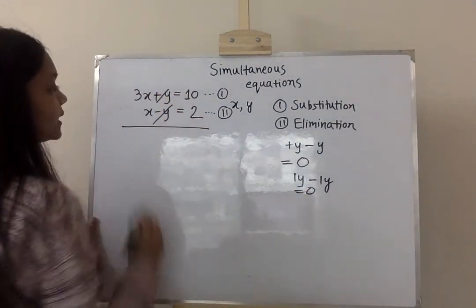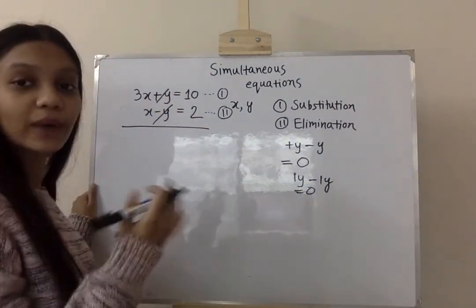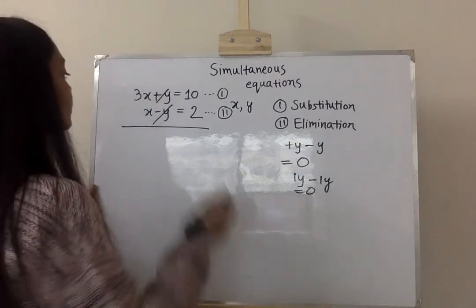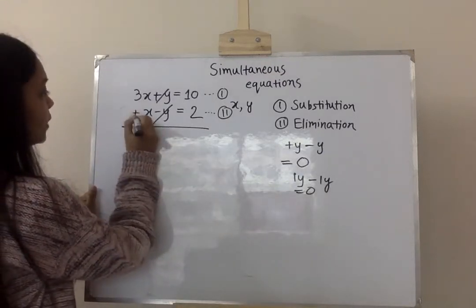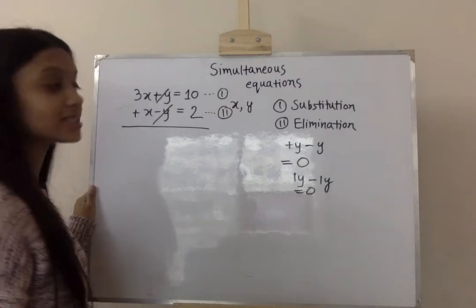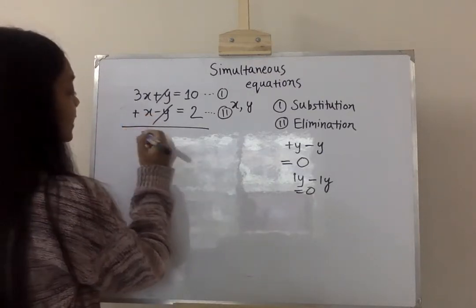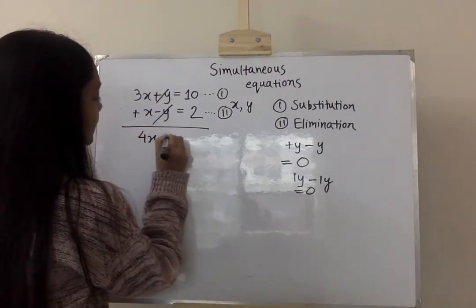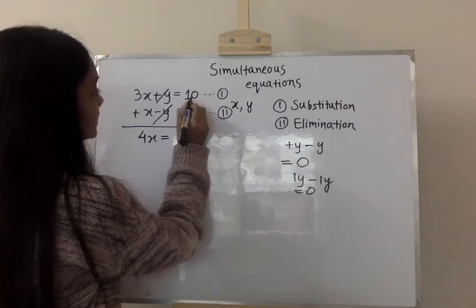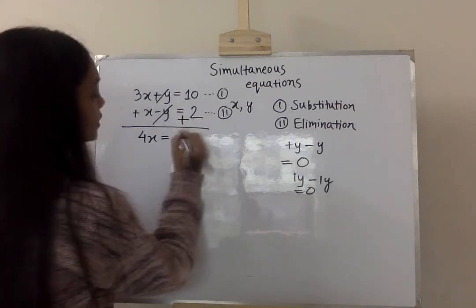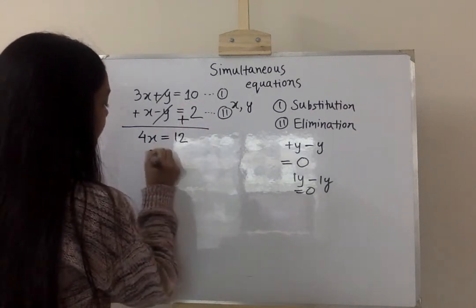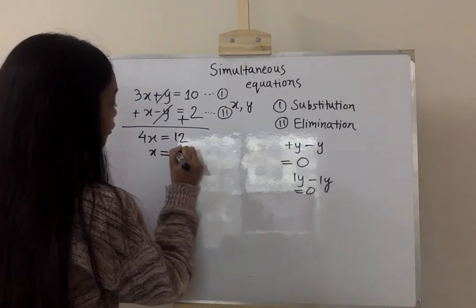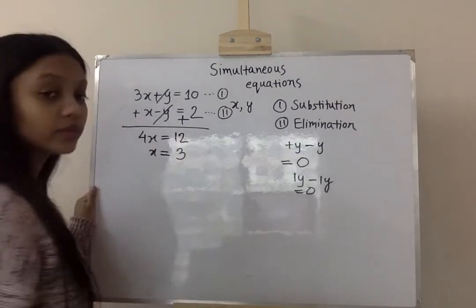In this case, we can easily cancel them because y minus y is of course equal to 0. Now there is a plus in front of this x. So 3x plus x is equal to 4x, which is equal to 10 plus 2, which is equal to 12. So we can see that the value of x comes as 3.